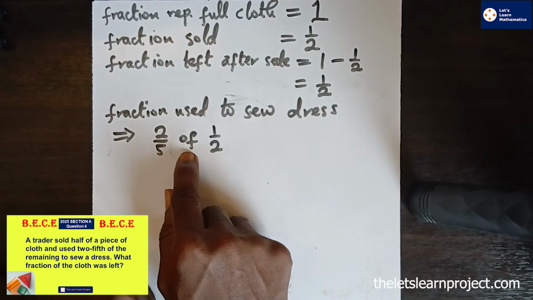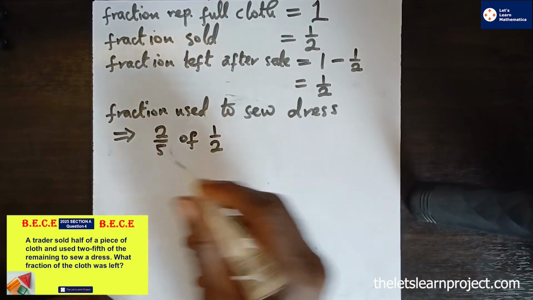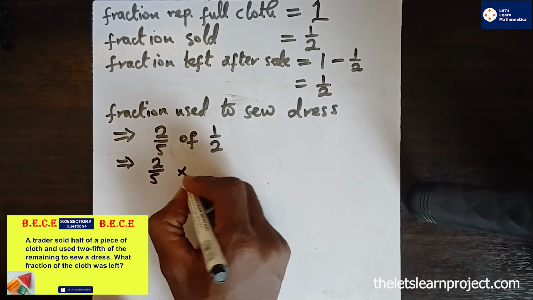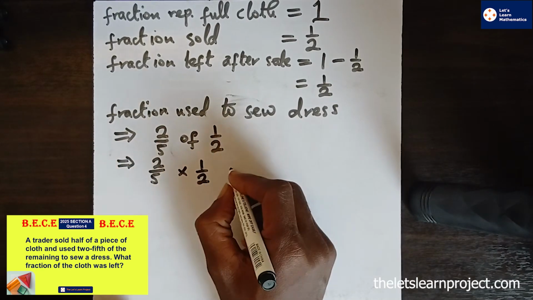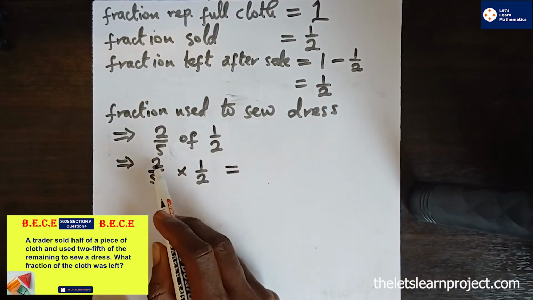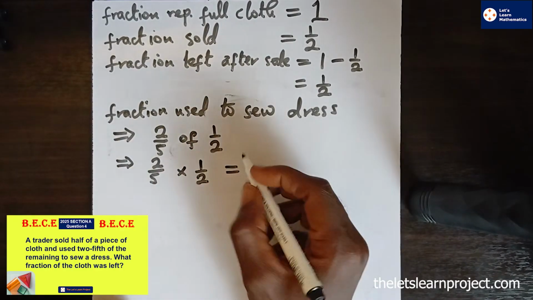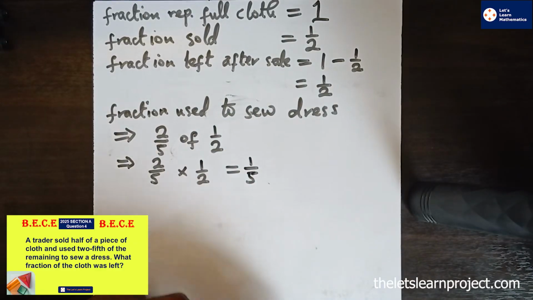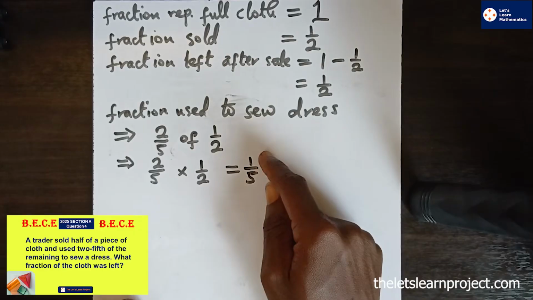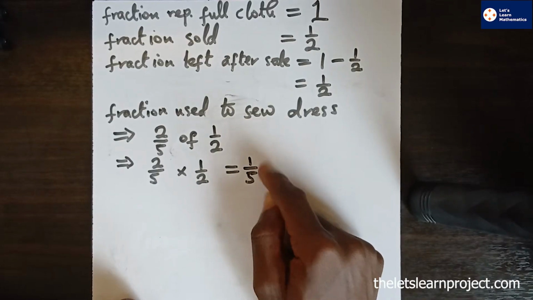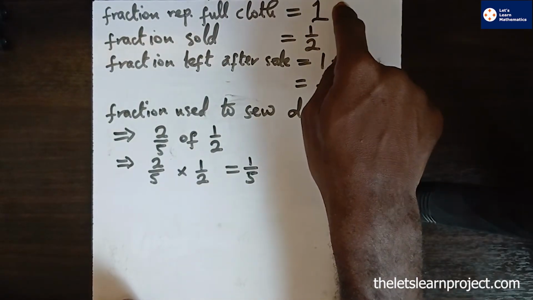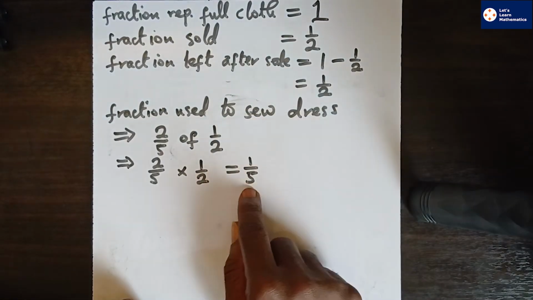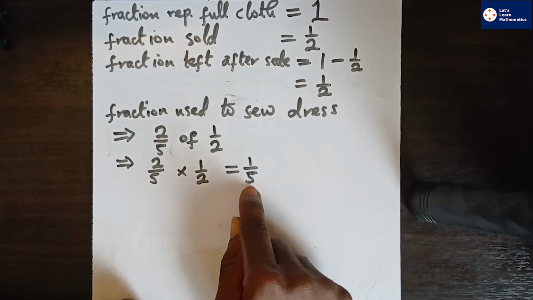Anytime you see "of", it means multiplication. So it means you have here 2/5 times 1/2. And these two cancel these two out, so that we have 1/5. So it means 1/5 of the whole was used to sew the dress. So this fraction is what was used to sew the dress.